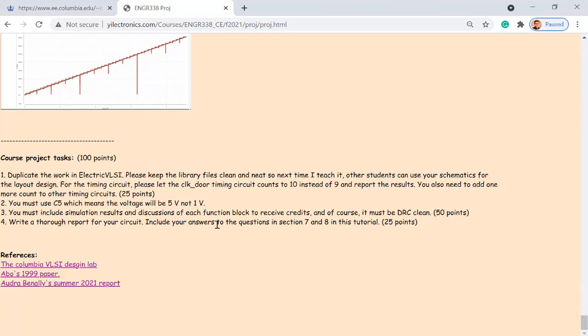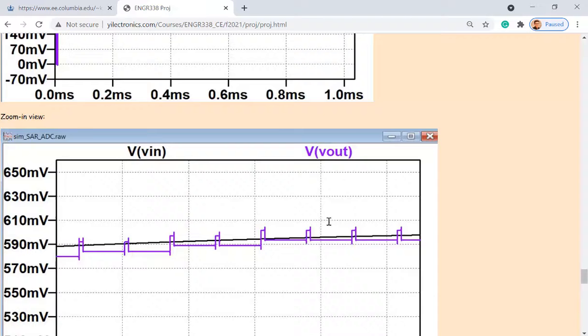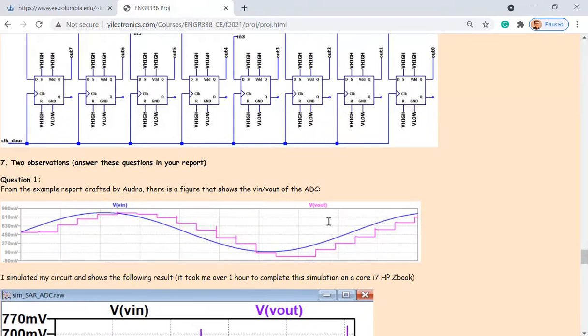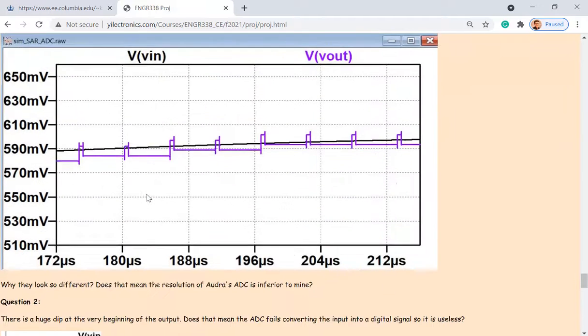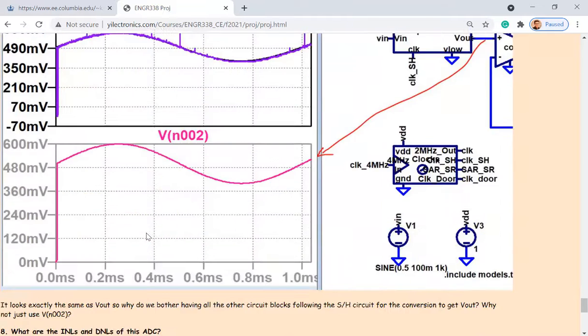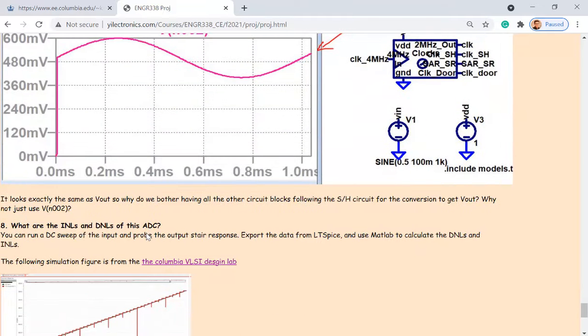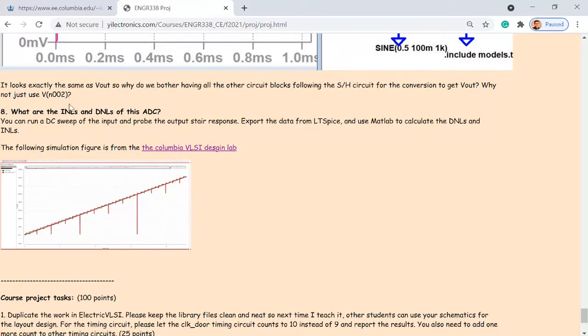And answer the questions in section 7A. So what are these questions? I think I already answered a lot of these questions on Wednesday. So why are they different, right? Second, does this dip matter? And okay, what are the INL and DNL?